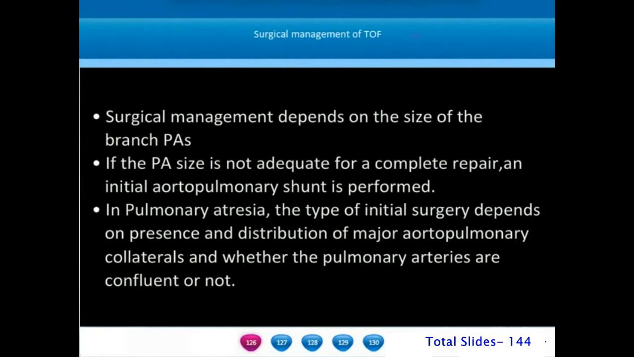The surgical management of tetralogy of Fallot depends on the size of the branch pulmonary arteries. If the pulmonary arteries are not very well developed, then an initial aortopulmonary shunt is performed. However, if the pulmonary arteries are good and adequate in size, a total surgical correction is performed.